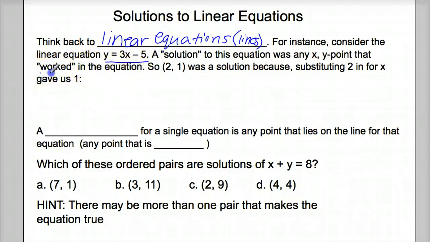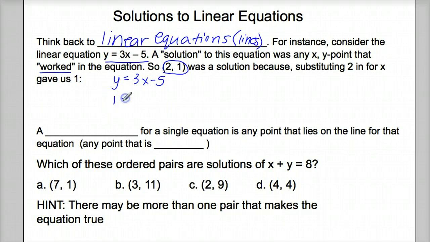So what does that mean, that it worked? Well, we're going to find out. So (2, 1) was a solution because substituting 2 in for x gave us 1. Let's do that. We're going to take this equation, y equals 3x minus 5, and we know our solution is (2, 1). This goes x coordinate, y coordinate, so we're going to substitute 2 in for x and 1 in for y and see if it's true.